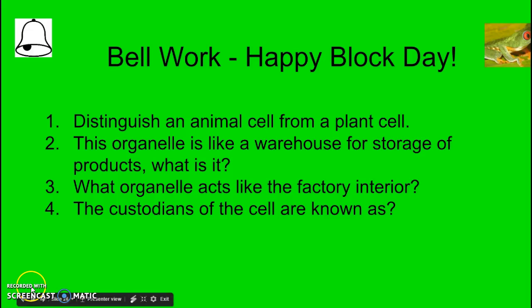All right, bell work for today. Number 1, distinguish an animal cell from a plant cell. Number 2, this organelle is like a warehouse for storage of products. What is it? 3, what organelle acts like the factory interior? And then 4, the custodians of the cell are also known as. You'll have 5 minutes to do the bell work.